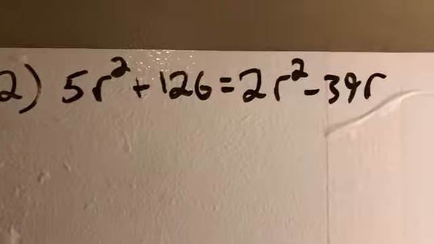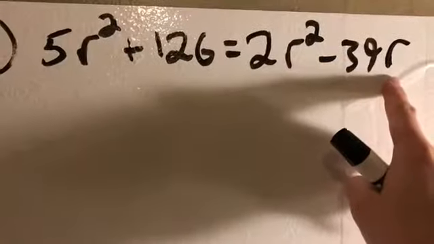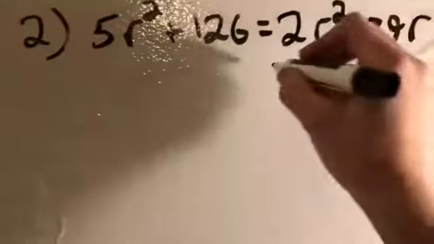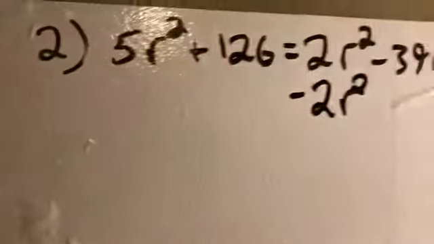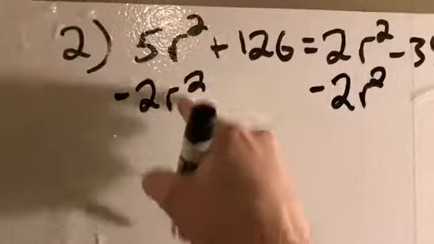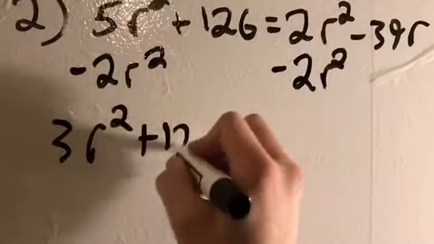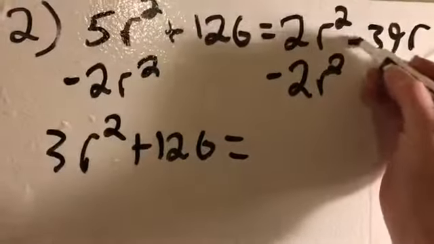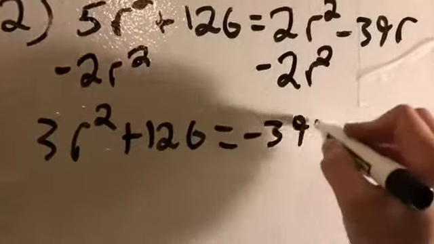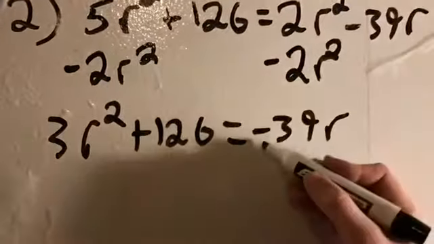The first thing I notice is number 2 also has r squared and regular r. So I need one side equal to 0. So I'll subtract 2r squared. And since that's r squared, I'll line that up with the only r squared I see over here to get 3r squared plus 126 is equal to, don't forget guys, that's a negative 39r. That negative goes with it since it comes right before. Don't forget that negative.